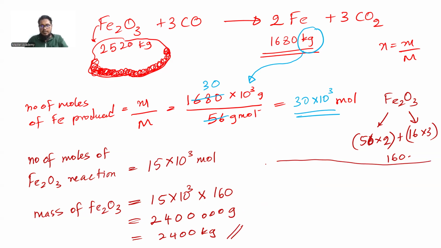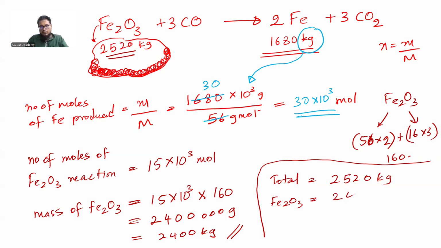Now the next question, they are telling us to find the impurity amount. Total mass of the whole stone was 2,520 kilograms. Now we got the mass of Fe2O3 as 2,400 kilograms. When you subtract these two, what will you get? 120 kilograms. We are getting 120 kilograms of impurity.